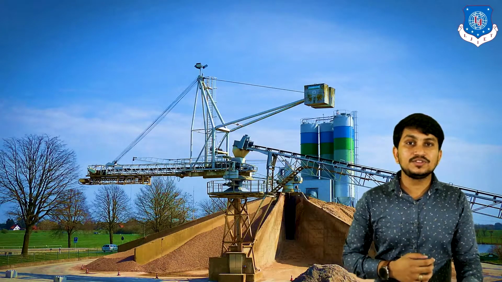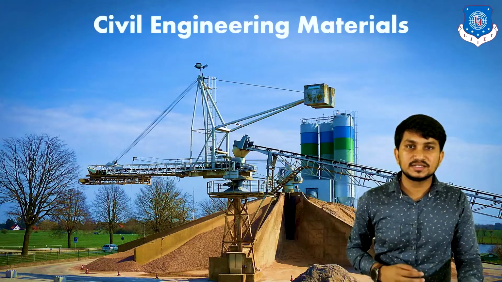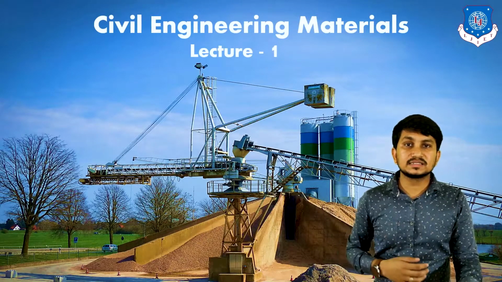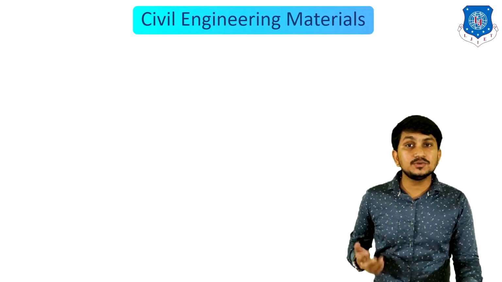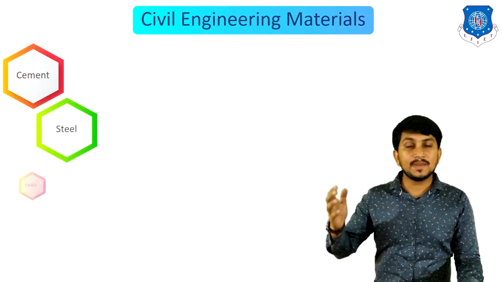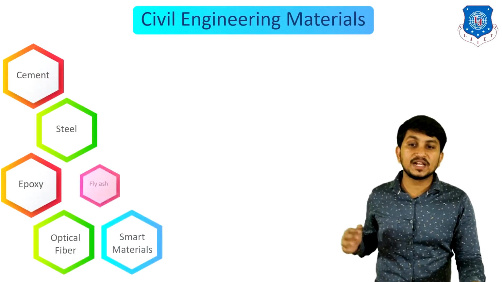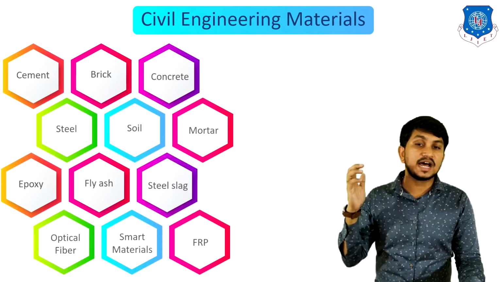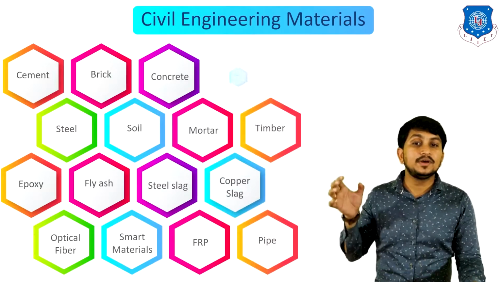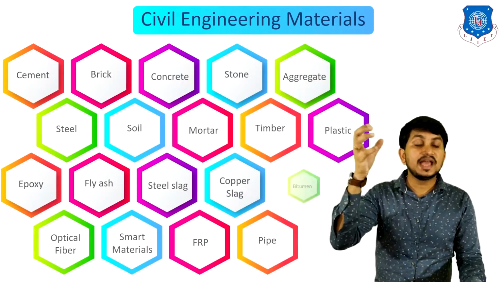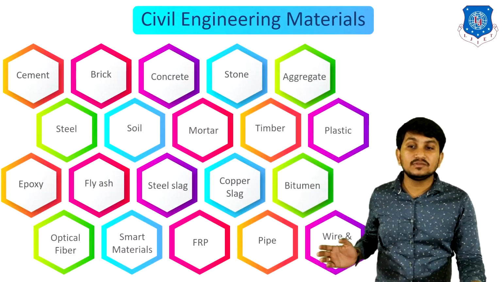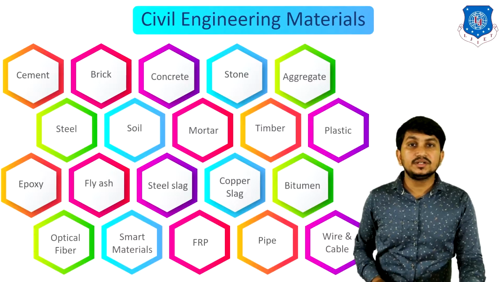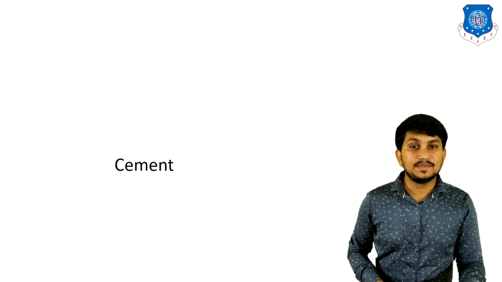Today we will start a new chapter, which is Civil Engineering Materials. This is the first lecture of this chapter. In this chapter we will discuss 20 different materials which are used in civil engineering, like cement, steel, epoxy, optical fiber, smart materials, fly ash, soil, brick, concrete, mortar, steel slag, FRP, pipe, copper slag, timber, stone, aggregate, plastic, bitumen, and wire and cable. Today, in this lecture, we will cover cement first.